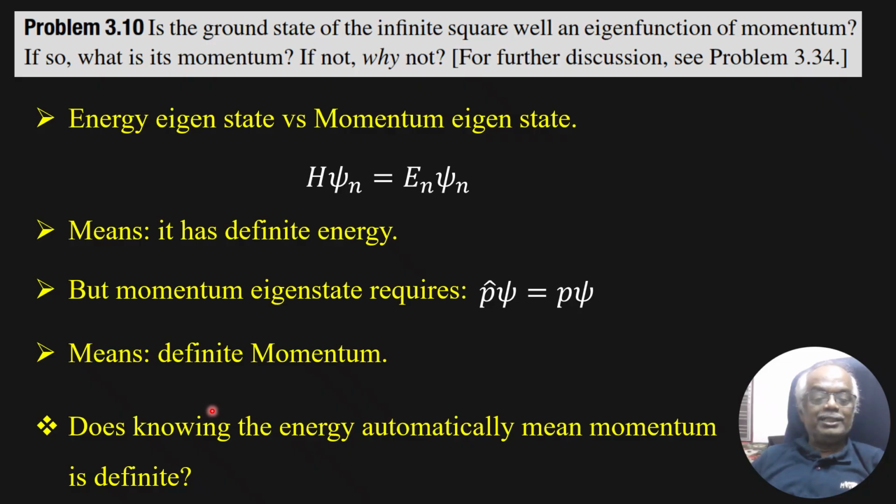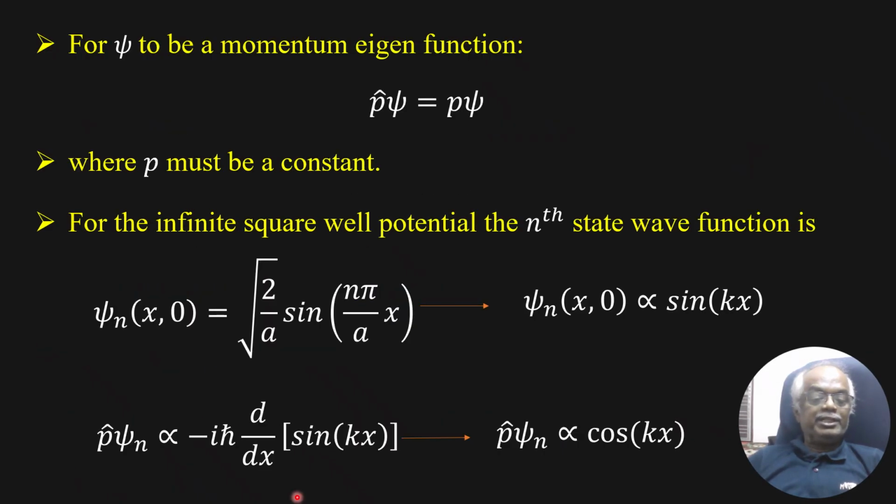But the question is, does knowing the energy automatically mean the momentum is definite, because energy and momentum are related by the expression E is equal to p squared over 2m? Remember that it is p squared over 2m. I will come to it now. In this problem, they have given the ground state energy because it's the simplest case. However, that is valid for any state, the nth state.